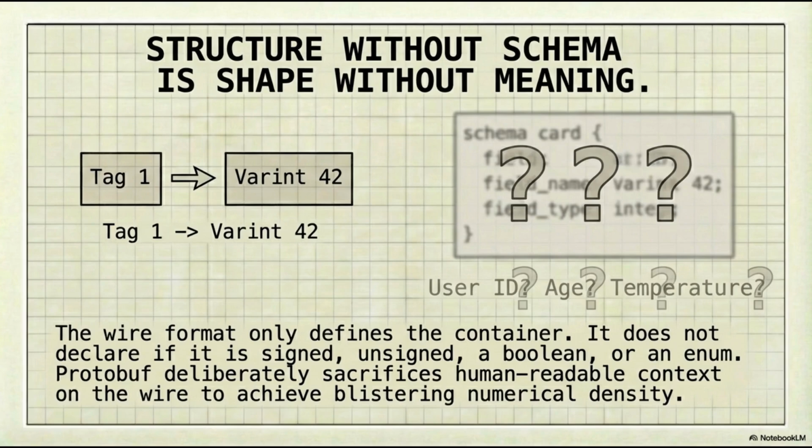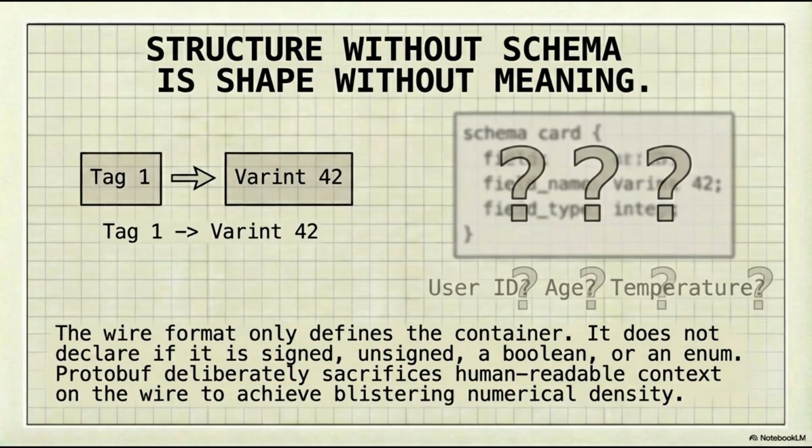Which is a complete departure from JSON, where userId 42 tells anyone intercepting the payload exactly what the data represents right there in plain text. So Protobuf sacrifices human-readable keys and context on the wire to achieve this blisteringly fast, dense numerical encoding. It is a deliberate, calculated trade-off.